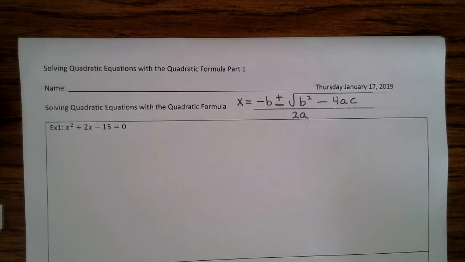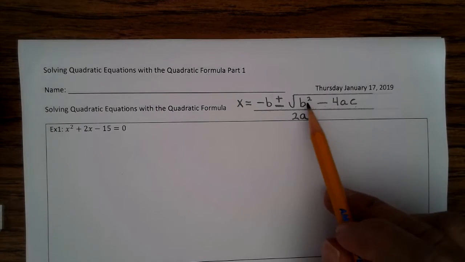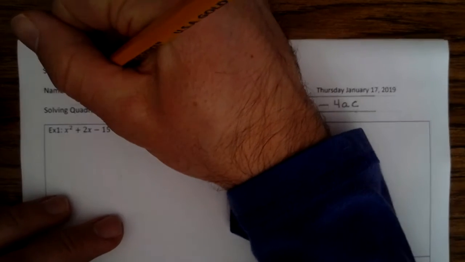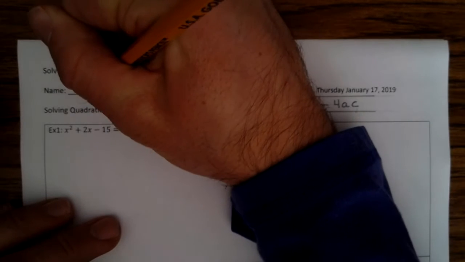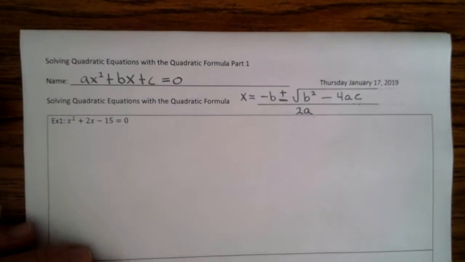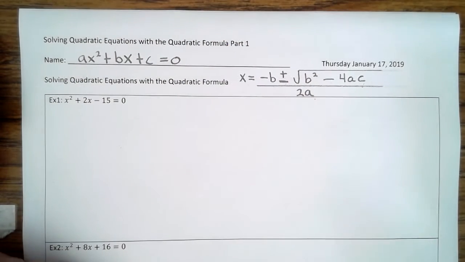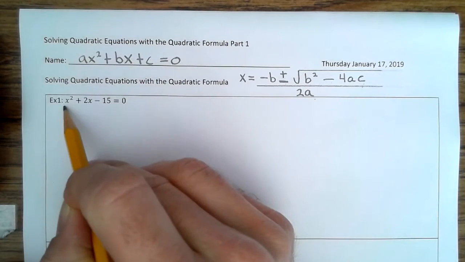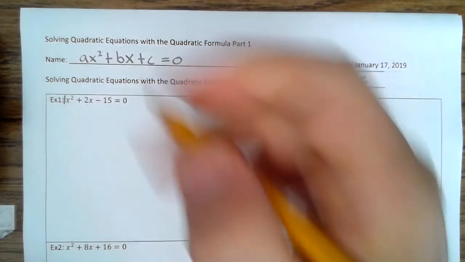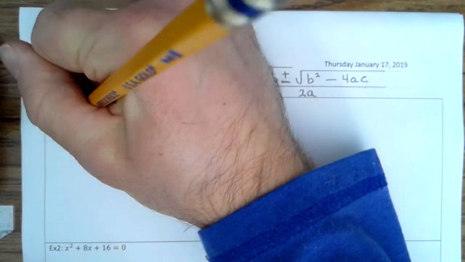We're going to use that formula to solve the quadratic equations in examples 1, 2, and 3. Notice that the quadratic formula has a, b, and c, so we need to find out what those are. What you might write is ax squared plus bx plus c equals 0. Here's your a value, b value, c value. If there's not a number in front of the x, put a 1. The first thing you want to do is identify what a, b, and c are. So a is 1.